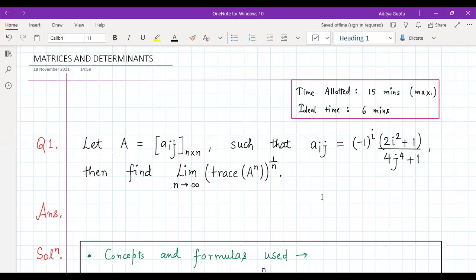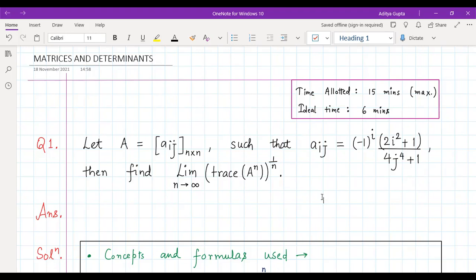Here we are given that A is the matrix such that its general (i, j)th term is equal to (-1)^i (2i² + 1) / (4j⁴ + 1). Then we have to find the limit as n tends to infinity of (trace of Aⁿ)^(1/n). The maximum time allotted for this question would be 15 minutes, and ideally you should try to do it within 6 minutes.